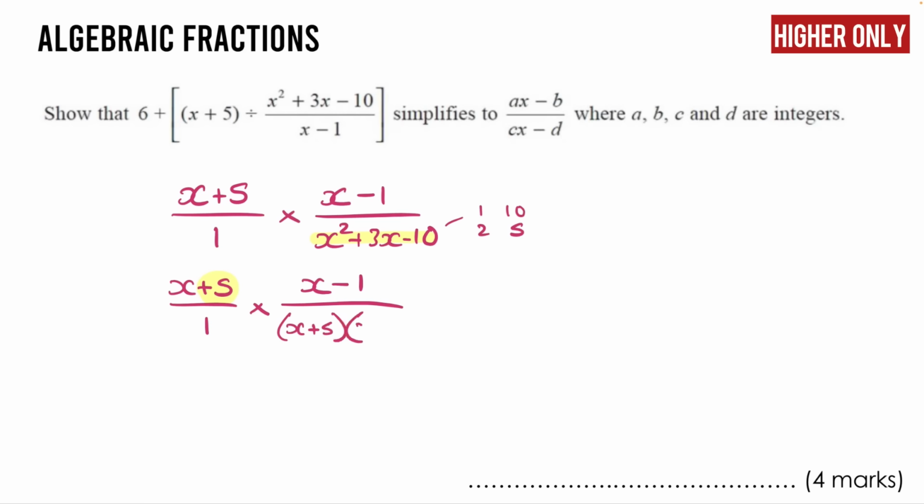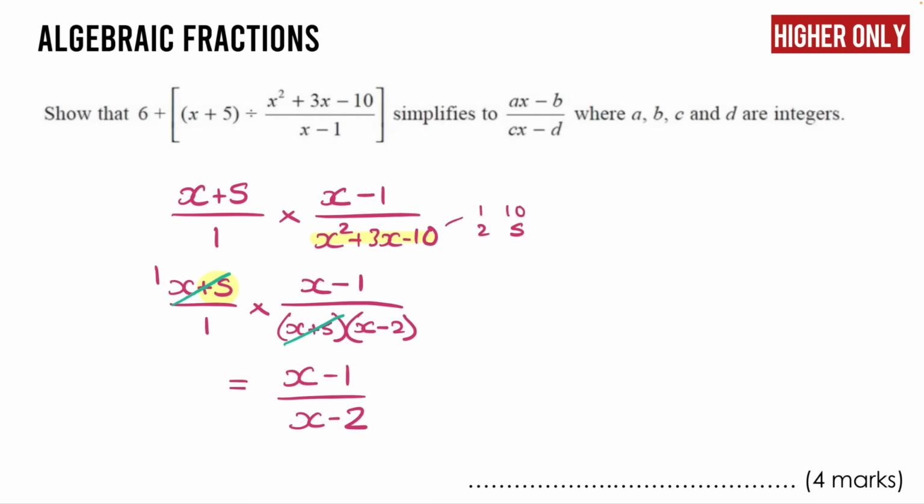Now because there is a common bracket on the top and bottom of two fractions that are getting multiplied together, they can actually be cancelled off before we even multiply them. If that x plus 5 is going to end up on the top anyway, we may as well cancel it before we even get there. So for this one now, we have 1 over 1 times that next fraction, which just means that all we end up with is x minus 1 over x minus 2.